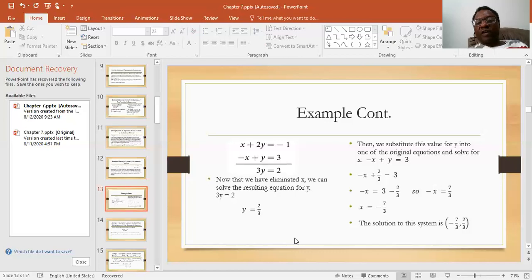So y equals 2 over 3 is the value for y that we will replace in any of the two equations to solve for x. You can choose the first or the second. Choosing the second equation, we replace the value of y by 2 over 3. So we have minus x plus y equals 3, that is minus x plus 2 over 3 equals 3. So x equals minus 7 over 3. So the solution is x equals minus 7 over 3, y equals 2 over 3.